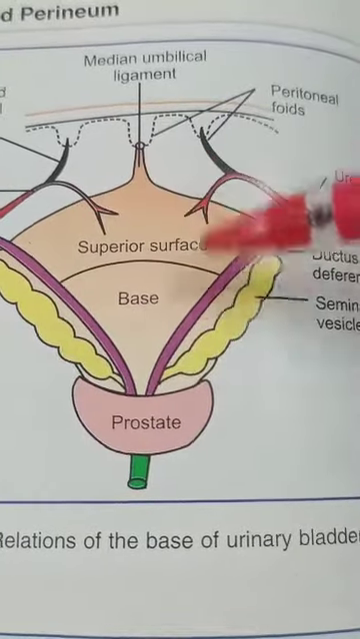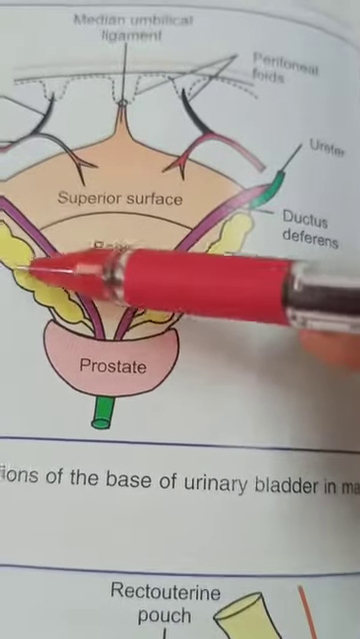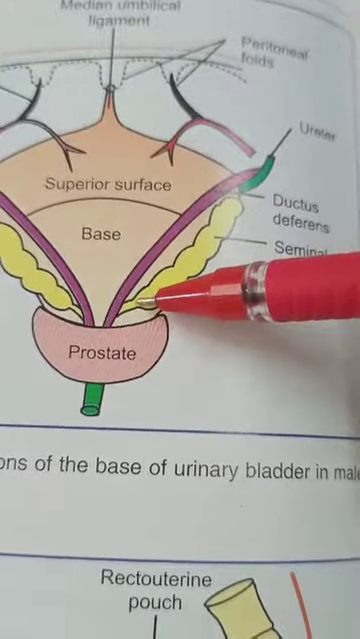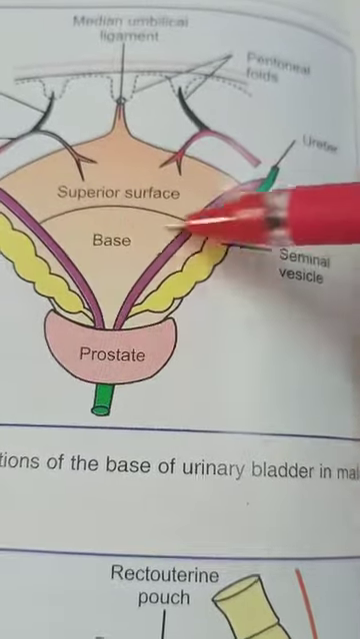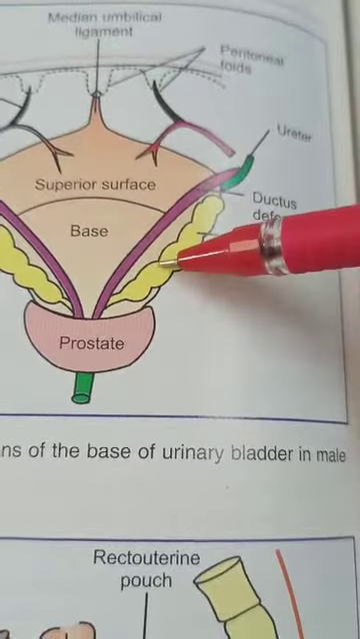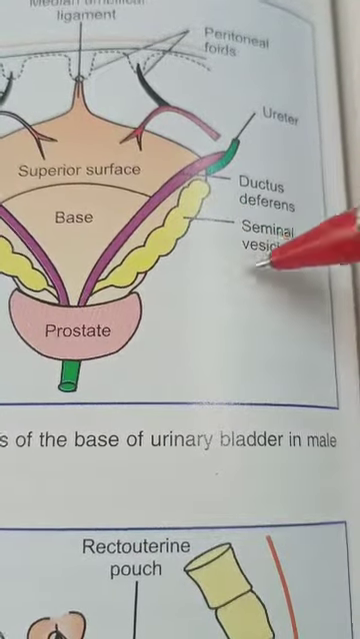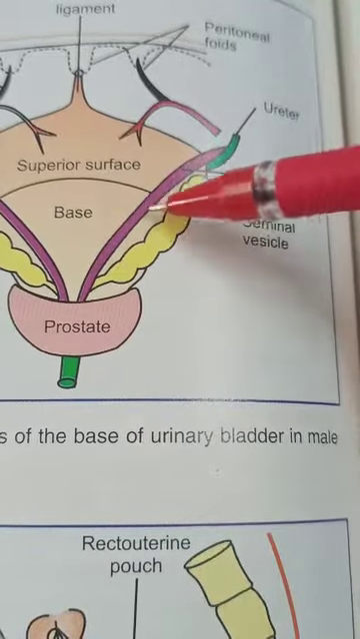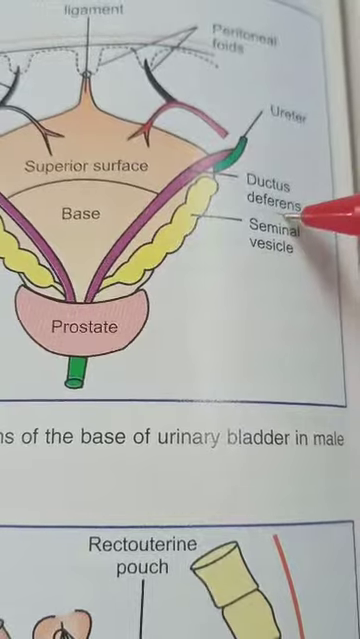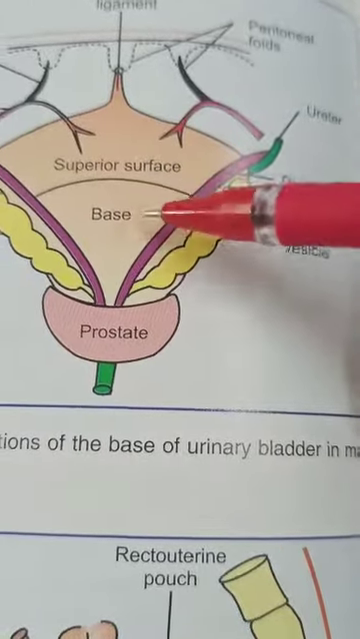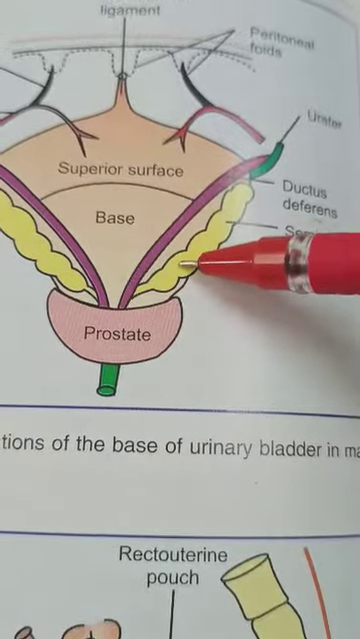Then coming to the base, also known as the posterior surface because it is seen towards the posterior part of the bladder. In males, this base is related to the seminal vesicle, which we will learn while studying the reproductive system. One more structure related is the ductus deferens. So posteriorly, towards the base, we can see the ductus deferens and seminal vesicle in case of males.